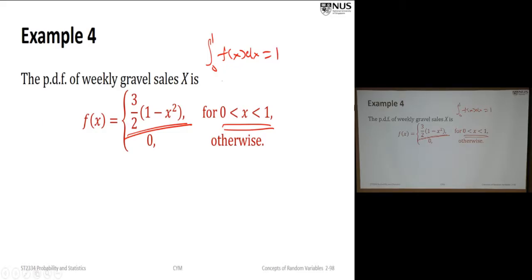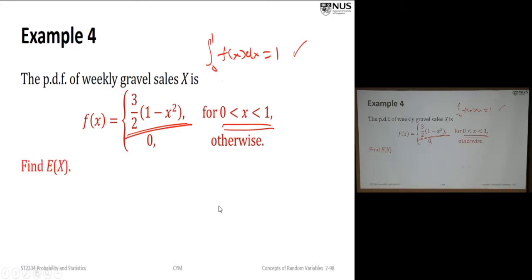But if you are not asked to check, don't bother. All right, don't waste time. But if you're asked to check whether it's a valid PDF, then you better check. If not, assume that this is correct. Being positive is obvious, but checking whether this is true, you may have to do some computations.